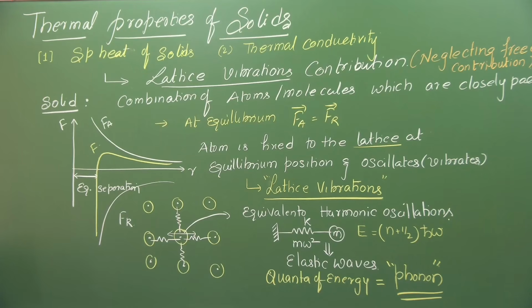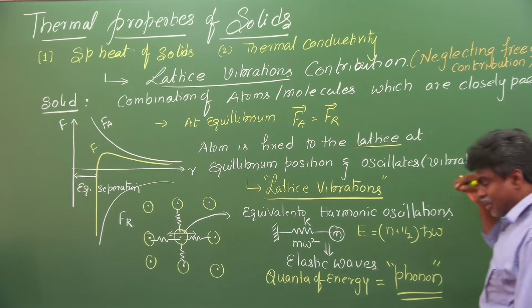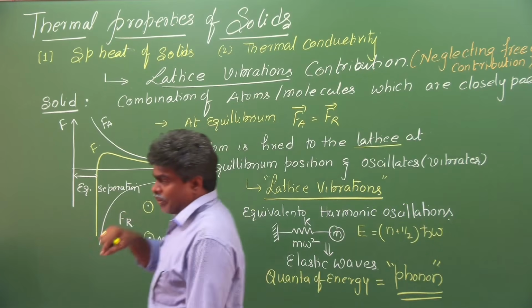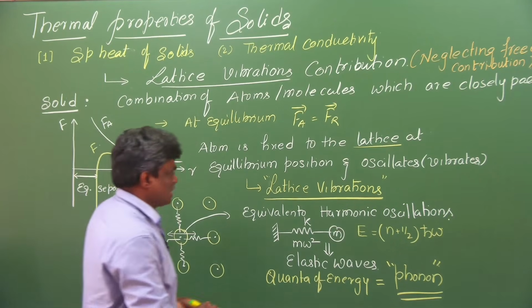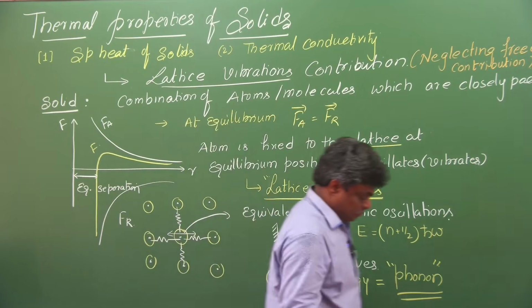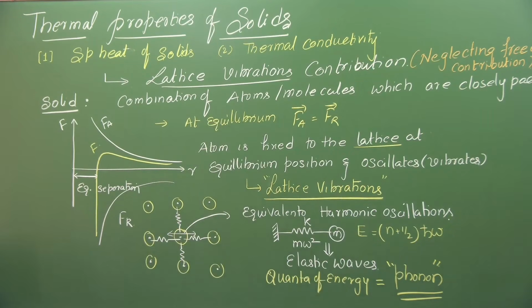Why are these called lattice vibrations? The atoms which are vibrating are fixed to the lattice point at equilibrium position. That's why these vibrations are called lattice vibrations. Then while you are doing the application, which model do we have to compare? You have to compare with the harmonic oscillators.